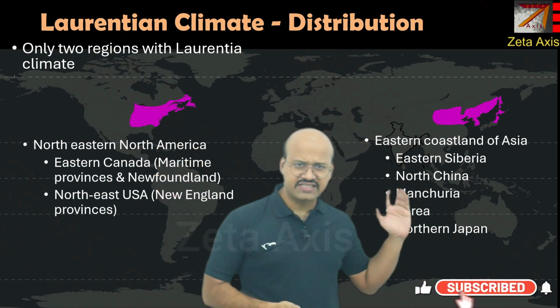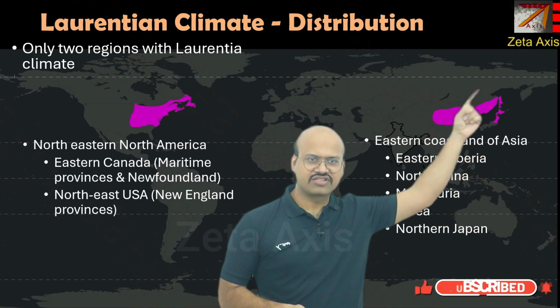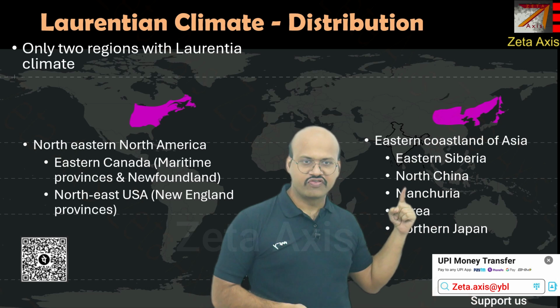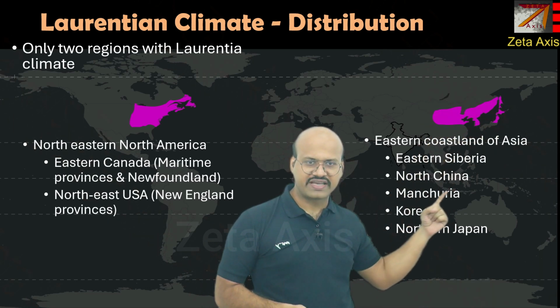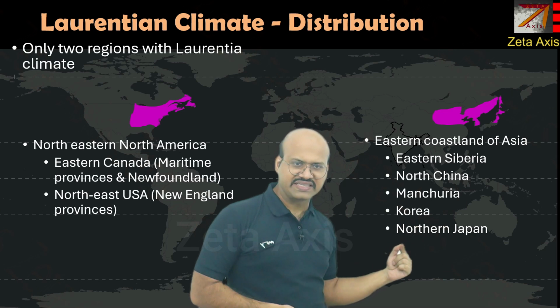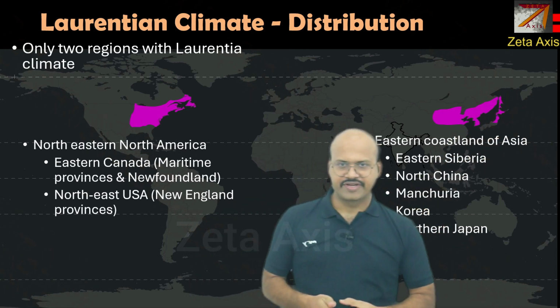And in the Asian continent, we can see the eastern coastline of Asia experiences this Laurentian climate. We see it in eastern Siberia, that is part of Russia. Then we have North China, Manchuria, Korea, and northern Japan. So we can see even northern Japan has this type of climate.